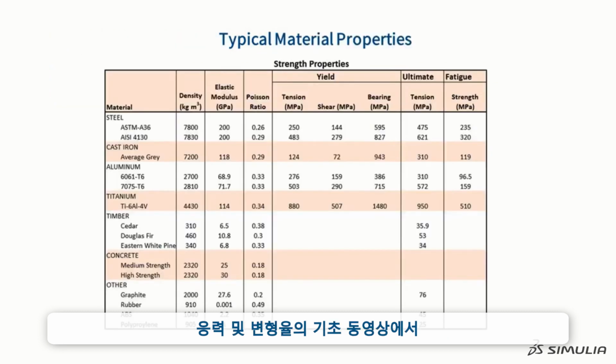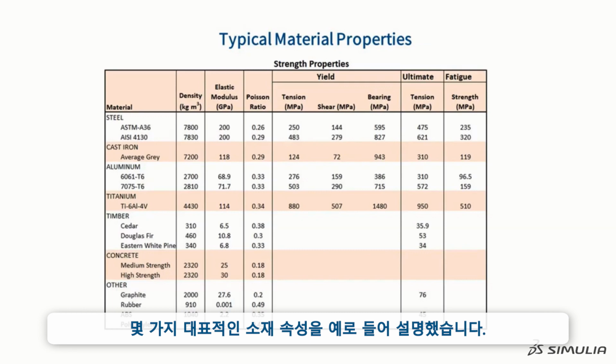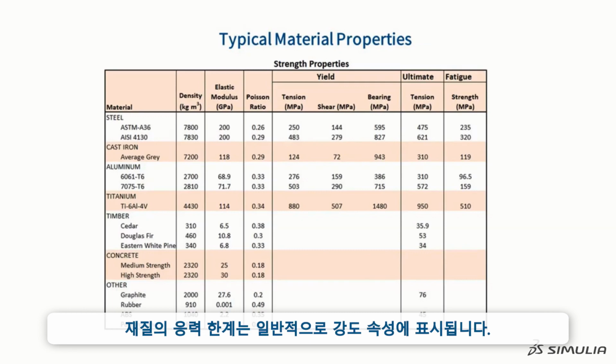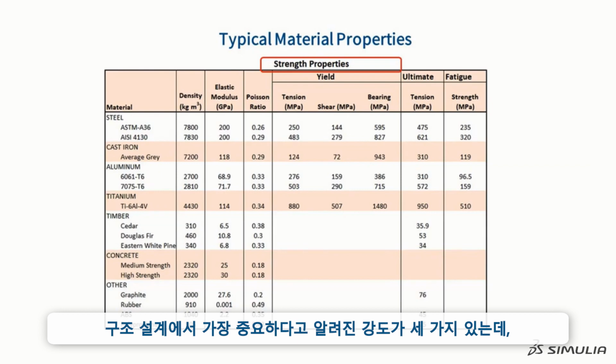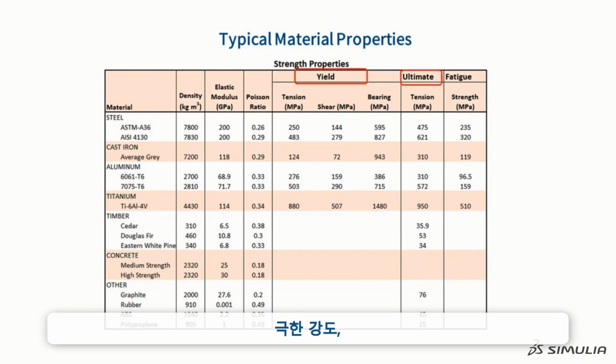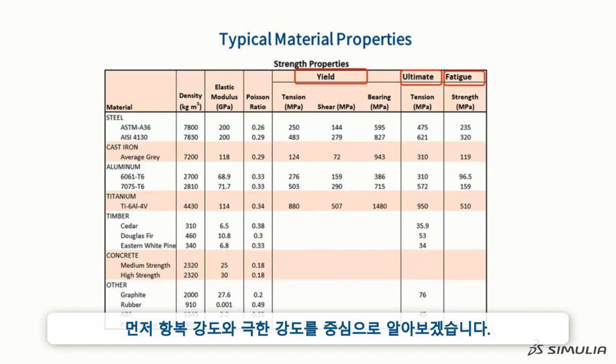In the Intro to Stress and Strain video, we showed you an example of some typical material properties. The stress limits for a material are typically listed under strength properties. In structural design, the three most important strengths to consider are yield strength, ultimate strength, and fatigue strength. First, we will focus on explaining yield and ultimate strength.